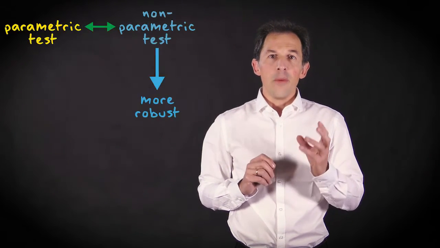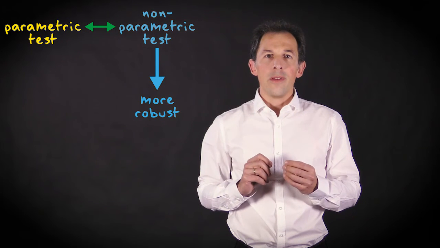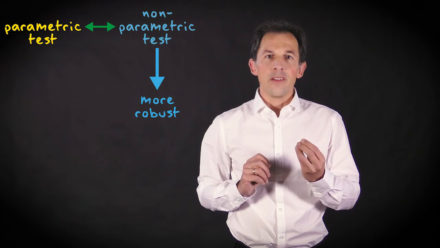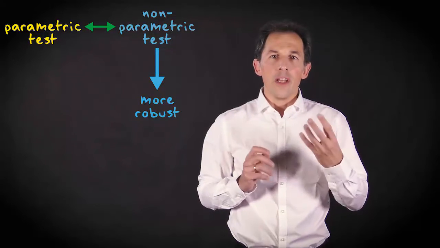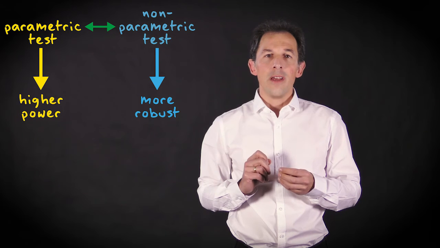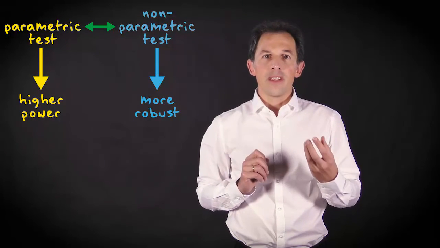In general, a non-parametric method is more robust than its parametric equivalent. Robustness means that when assumptions are violated, it doesn't heavily influence the outcome of the test. However, the power of a parametric test is always higher than an equivalent non-parametric test, and therefore, if there is a choice and assumptions are met, a parametric test is preferred.